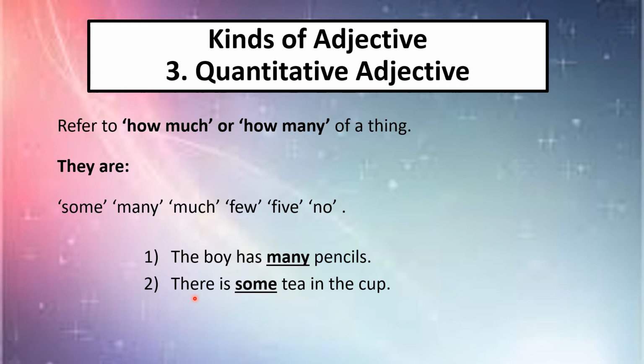See the second example. There is some tea in the cup. Some here is talking about the quantity of the tea. So it is quantitative adjective. In third example, it is written, there is no mango in the basket. No here is used as quantitative adjective to talk about the quantity of mangoes. So, many, some, and no here are used as quantitative adjectives in these sentences.